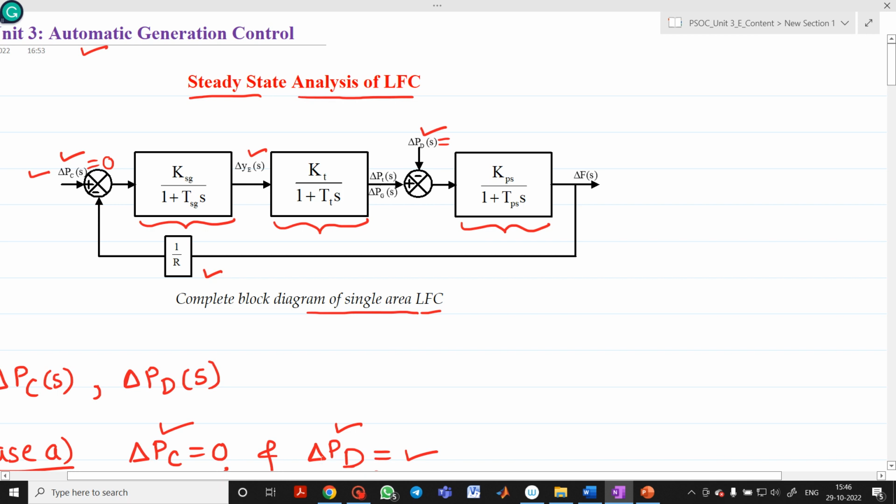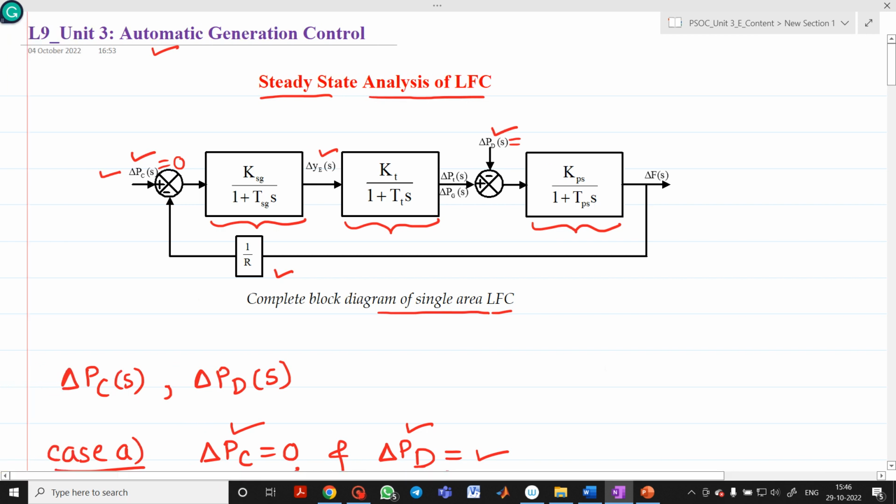Here we have seen two cases: case A, which is pre-governor operation, and case B, when delta PD equal to 0. If you have any doubt, please feel free to ask.